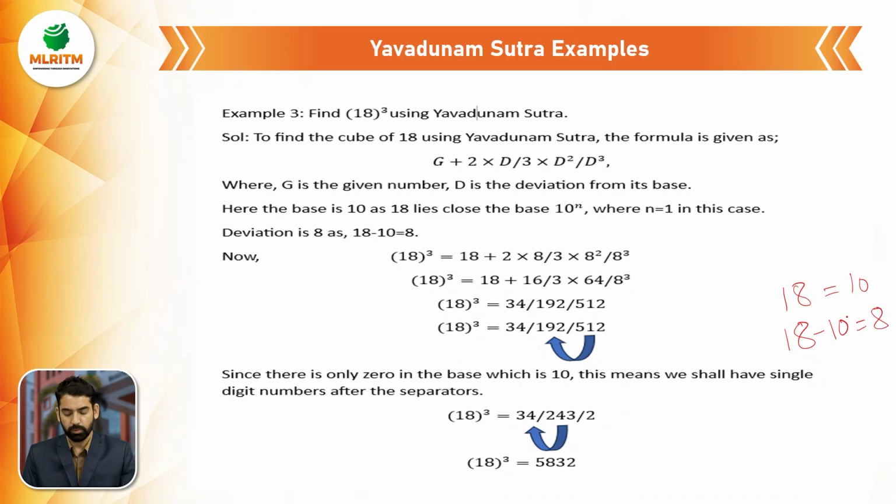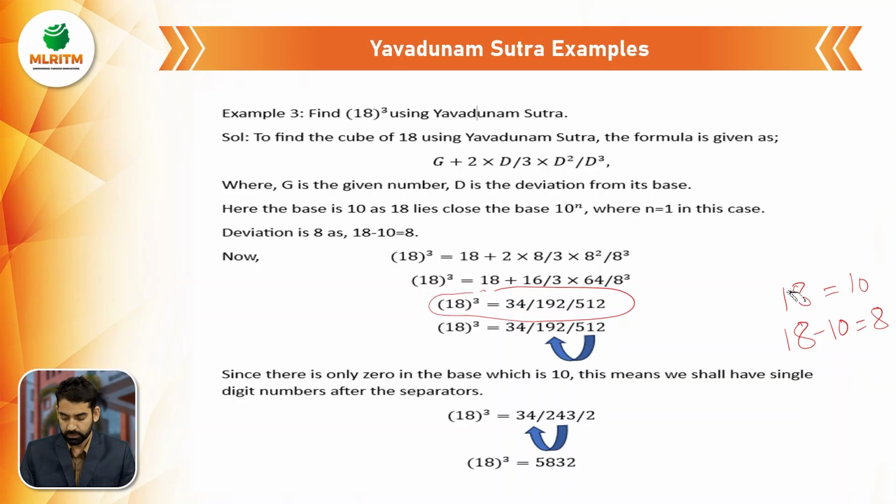Now to find the cube of 18, we use the formula given above. So put these values and replace the given values. We see 18 cube equals 18 plus 8 into 2 is 16, where 8 is the deviation, slash 3 into 8 square, which is 192, and 8 cube, which is 512. Now 18 cube equals 34 slash 192, then we have a 3-digit number 512.